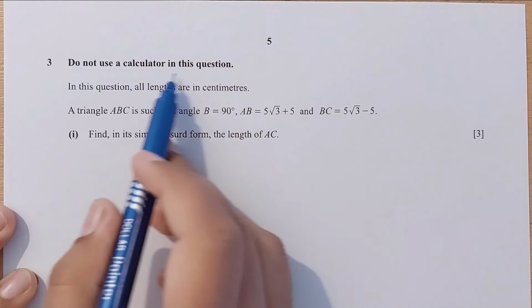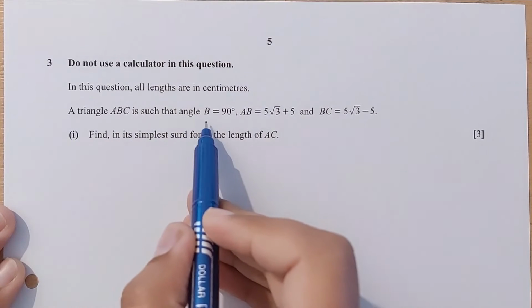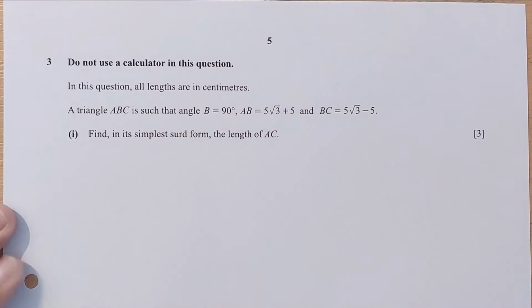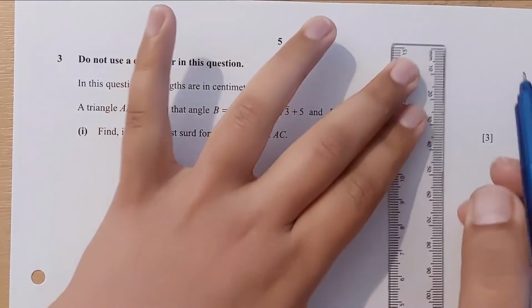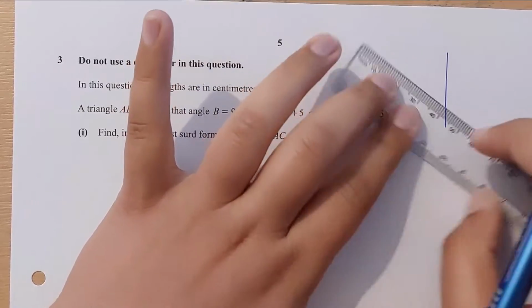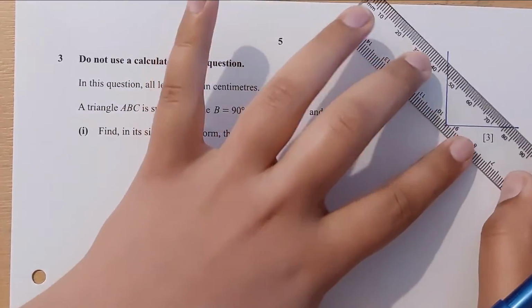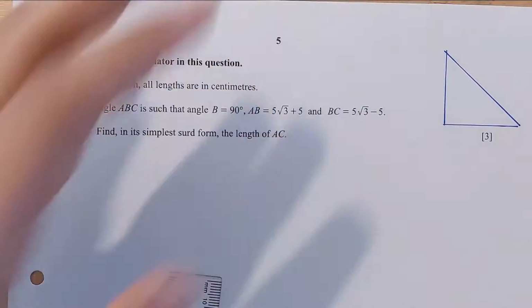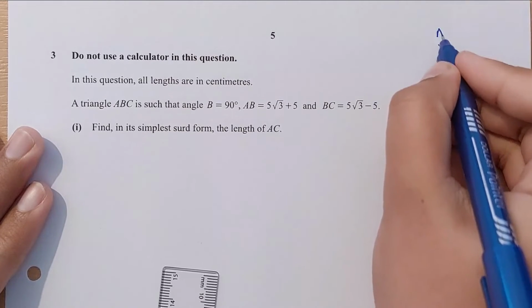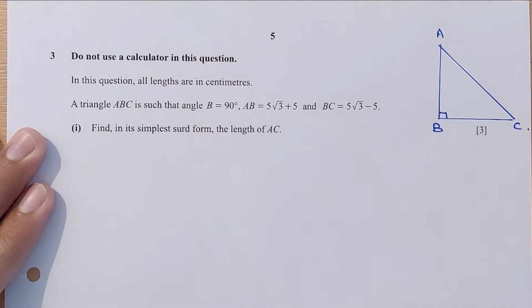Question number 3. Do not use a calculator in this question. In this question, all lengths are in centimeters. A triangle ABC is such that angle B is 90 degrees. So it is a right angle triangle. Let me draw the triangle first here. This is A, this is B, B is 90, and C.